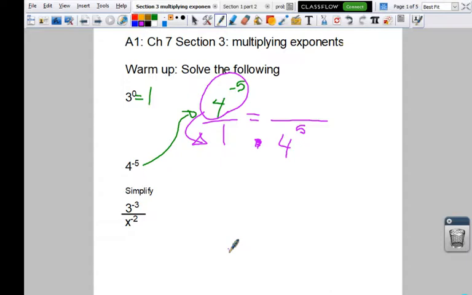But I have one last thing. I have that blank on top of the fraction, right? What do I need to do? Because I can't have a blank. What do I got to fill it in with? 1.